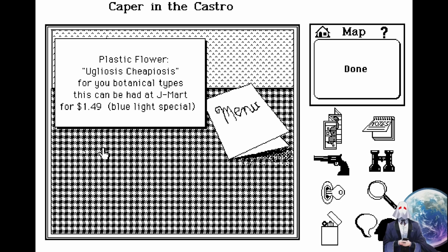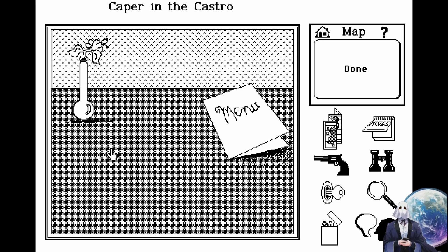Plastic flowers, Ugliosis chipiosis. For you botanical types, this can be had at J-Mart for $1.49 blue light special.